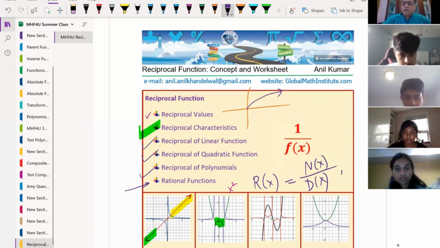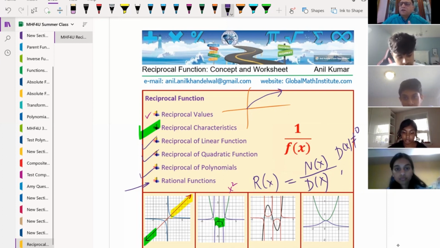And of course, the denominator is never equal to 0, correct? We cannot divide by 0. So those will be the restriction in the domain of the polynomial in the denominator. Perfect. So that becomes the rational function, rest of the unit.